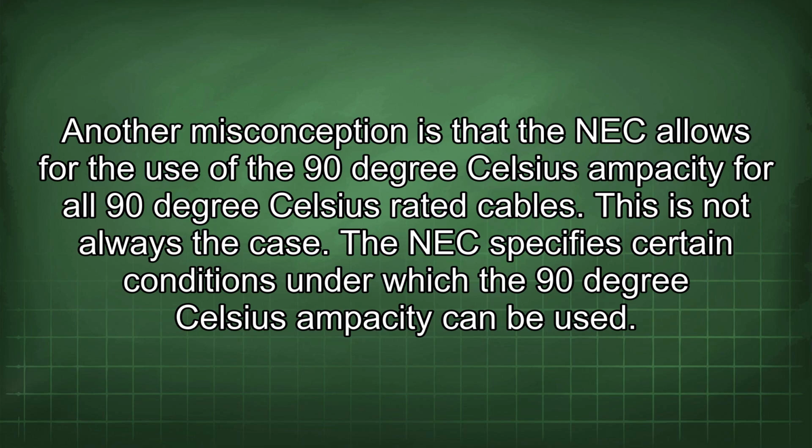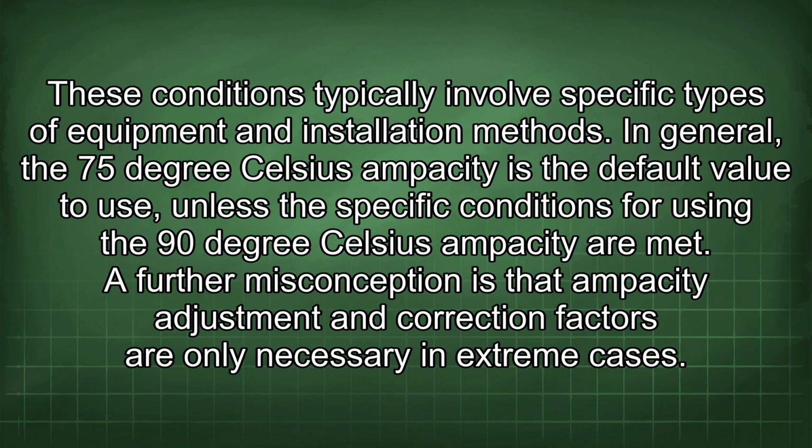The NEC specifies certain conditions under which the 90 degrees Celsius ampacity can be used. These conditions typically involve specific types of equipment and installation methods. In general, the 75 degrees Celsius ampacity is the default value to use, unless the specific conditions for using the 90 degrees Celsius ampacity are met.